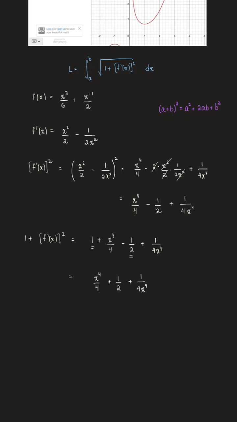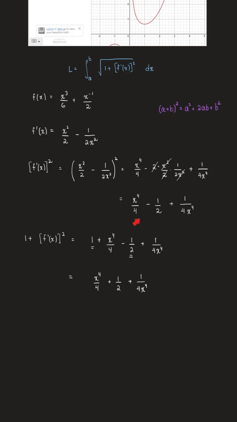I want you to pay attention to the similarity between what we had when we expanded our binomial and what we have now after adding 1, right? These are very, very similar expressions, but we have a plus 1/2 now as a middle term instead of a minus 1/2 as a middle term.